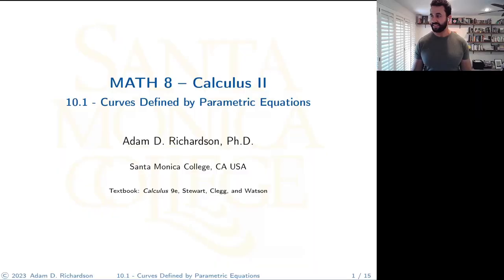All right, let me go ahead and pull up the slides, and I'll get started. Okay, so these are curves defined by parametric equations. One note I'll give now is we actually skipped chapter 9. Chapter 9 is all about differential equations, and we've got a whole course on differential equations. So we'll save all of that content until that course instead, all right?